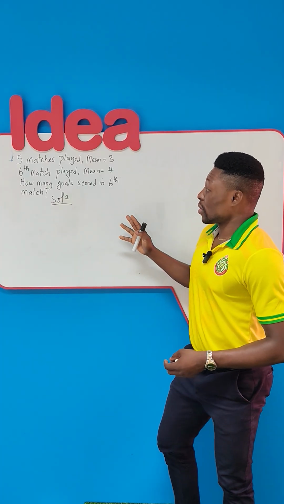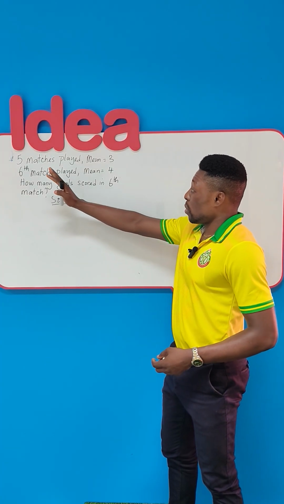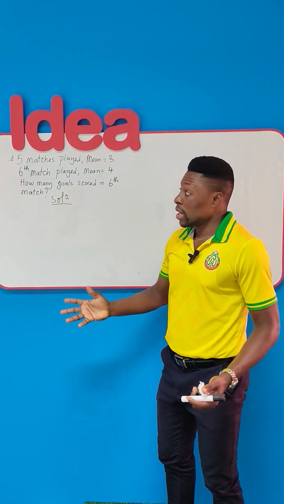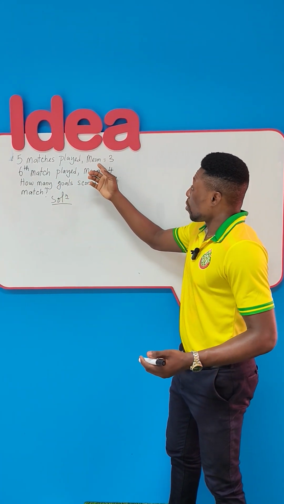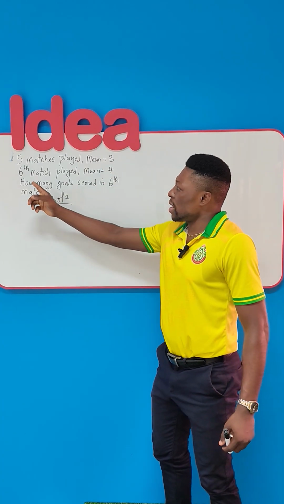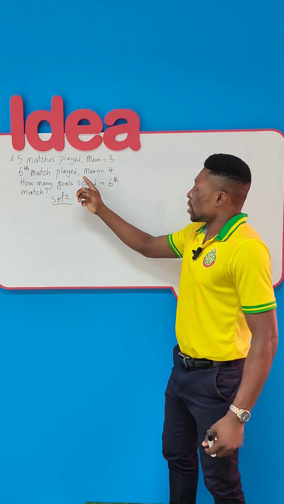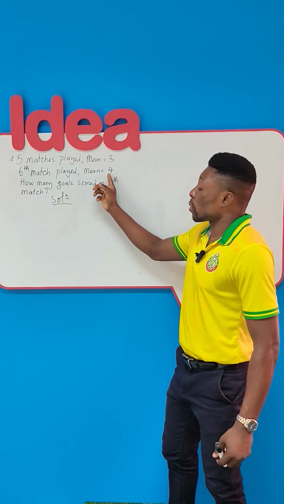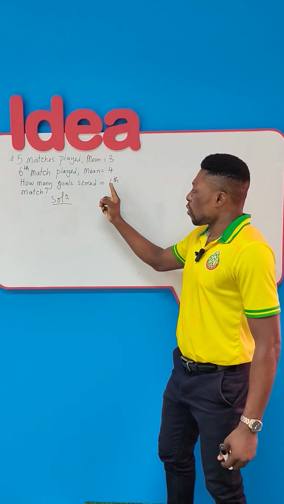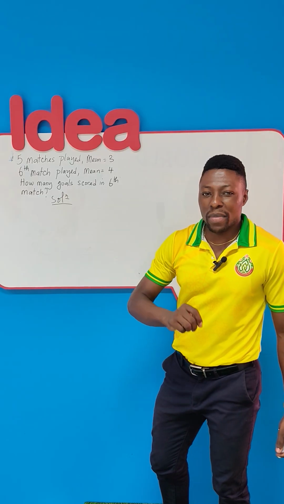In this question, we are told that a certain basketball team went out to play, and after playing 5 matches, their mean number of goals scored was recorded as 3. But after playing a 6th match, now the mean number of goals scored rose up to 4. And now the question says, find the number of goals scored in the 6th match.